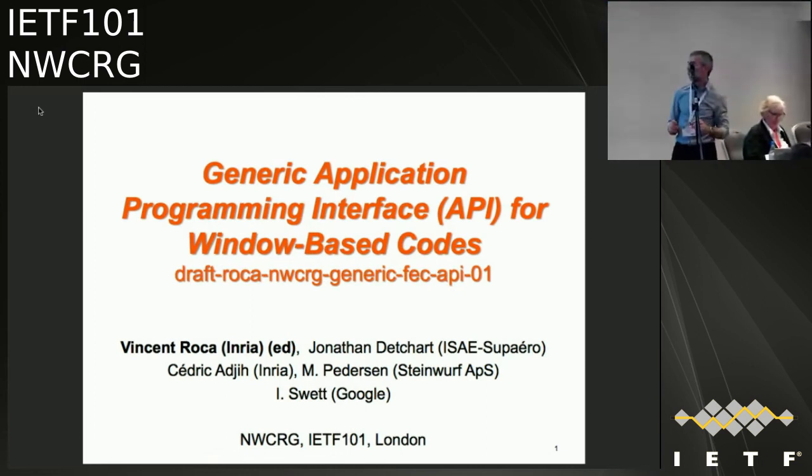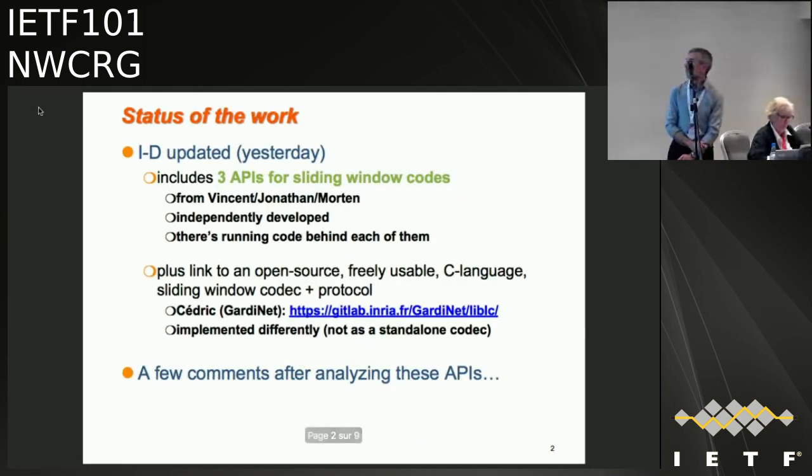Okay, so I would like to talk about this document, which is about a generic API for low-level FEC codes that could be used in this context. So it is joint work with Jonathan, with Morten, with Cedric, with Jan. Yes, next. And I updated this document only very recently, yesterday, in fact. Sorry for that. I will try to do better next time.